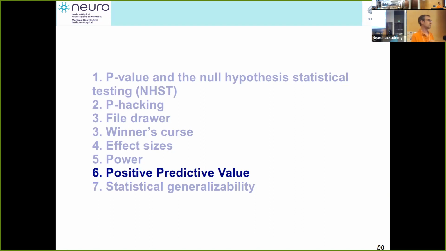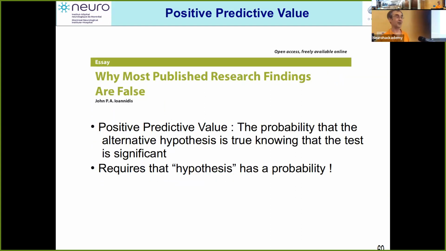Positive predictive value. That's such an interesting and fun number that is also one of those numbers that is impossible to get at, and I would still like to present it to you. Again, it comes from John Ioannidis and that seminal paper, which says why most published research findings are false. The positive predictive value is the probability that the alternative hypothesis is true, knowing that the test is significant.